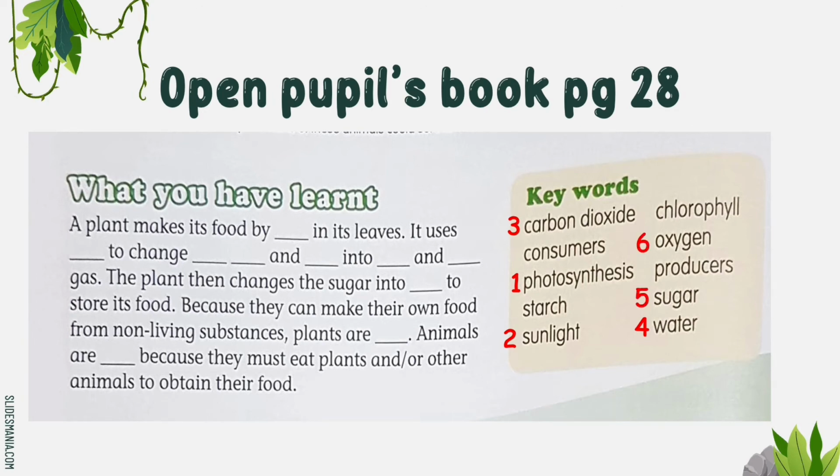Now the plant then changes the sugar into blank. So the sugar is changed into starch to store the food, because they can make their own food from non-living things. Plants are what they are called? Yes, producers, because they make their own food. And animals are called consumers, because they eat plants and other animals to obtain food. Now you will see one word is extra over here, which is called chlorophyll. Now what is chlorophyll? It is something which gives green color to the plants, but it's not mentioned here, so we just remove it. They just put the word extra to make you confused.